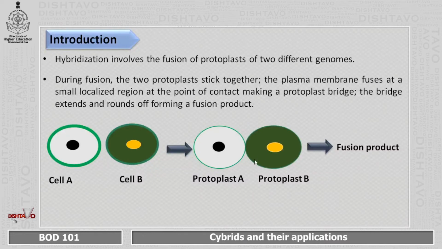During fusion, these two protoplasts stick together like two soap bubbles. The plasma membrane fuses at small localized region at the point of contact, making a protoplast bridge. The bridge would extend and finally round off to form a fusion product.